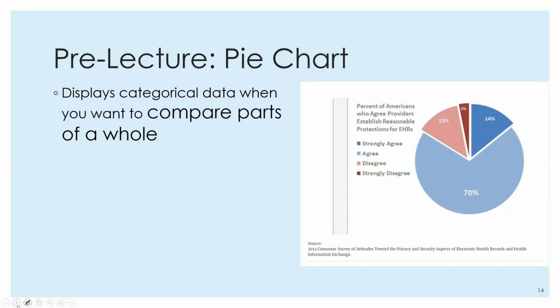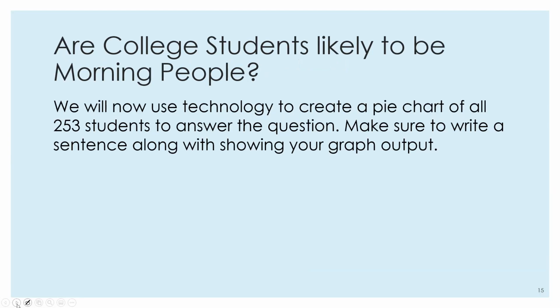And both of these are for categorical data, which is qualitative data. And so we are asked the question, are college students likely to be morning people? And so we had looked at the hours of sleep before, and this time we're going to look at that variable, the Lark Owl variable. So that is, are they a morning person, night person, or neither?